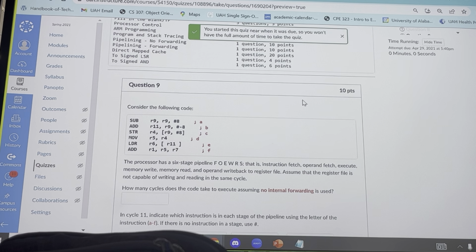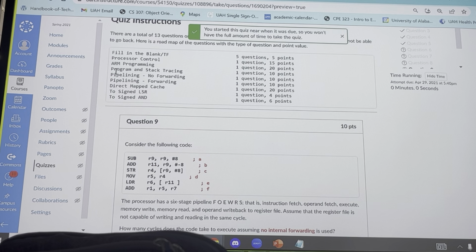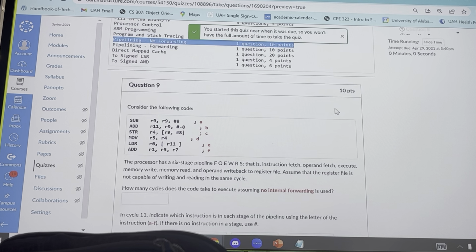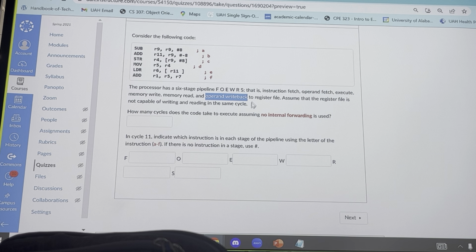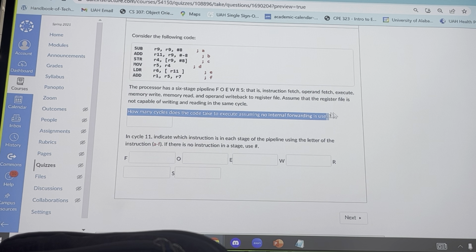Okay. Consider we are on no forwarding right now. Consider the processor has a 6-stage pipeline: IF, operand fetch, execute, memory write, memory read, and operand write back. This is the last thing to happen, so that would be your destination. Assume that the register file is not capable of reading and writing at the same time. How many cycles does it take to execute all of this, assuming no internal forwarding is used?